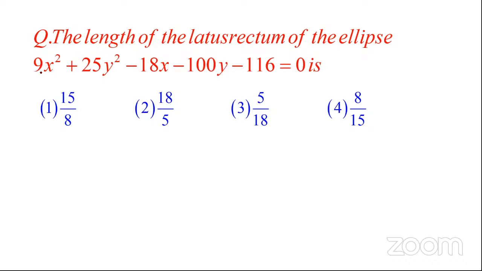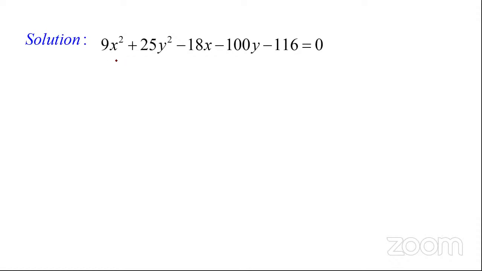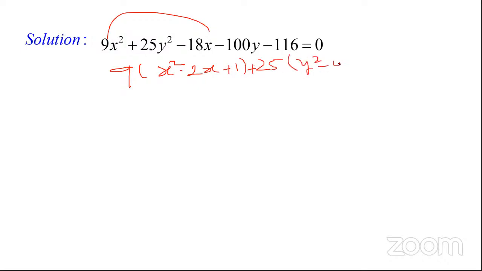First we use the completing the square method. Taking 9 common from 9x² − 18x, we get 9(x² − 2x + 1 − 1), and 25(y² − 4y + 4 − 4) from the y terms. So I'm doing this: taking 9 common, 9(x² − 2x + 1) plus 25(y² − 4y + 4).